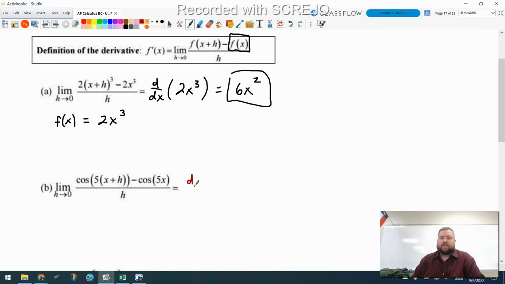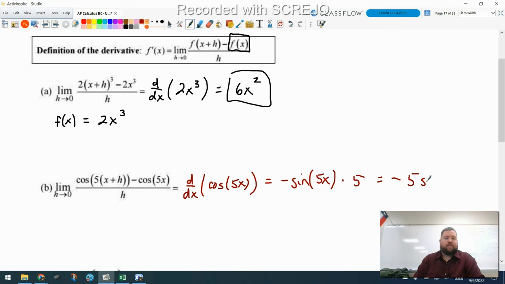So we should recognize this as the derivative of, and then our function is right there, cosine of 5x. We apply the derivative rules that we learned. Derivative of cosine is negative sine of 5x. And then don't forget your chain rule, multiply by 5. I would rearrange that just so it looks a little nicer: negative 5 sine of 5x.